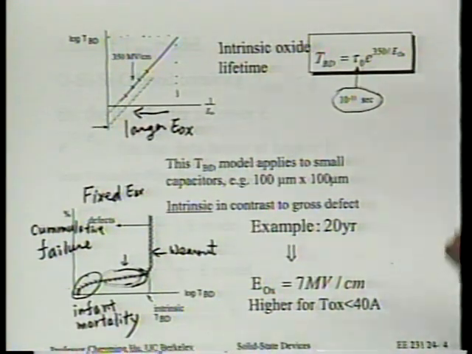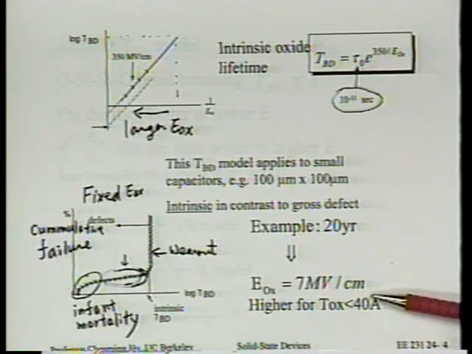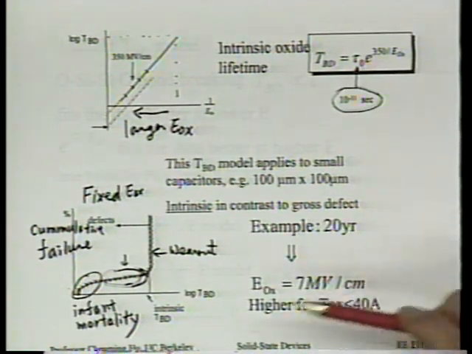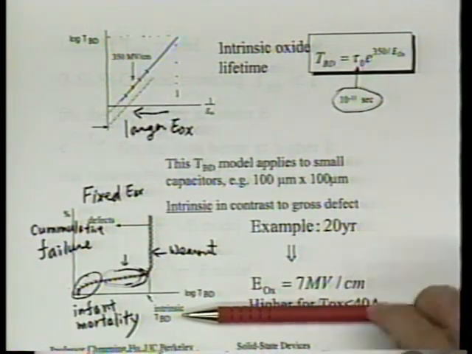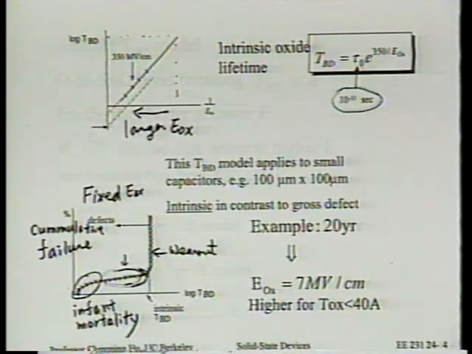So what's the breakdown field of SiO2 really depends on the lifetime we're talking about. So here I want you to remember one lifetime, that is the 7 megavolt per centimeter that corresponds to about 10, 20 years of lifetime. All right? I'll give you another number in the next slide. But even this has another caveat. It only applies for oxide larger than 40 angstrom. For oxide thinner than 40 angstrom, experimental data says EOX has been creeping up gradually.